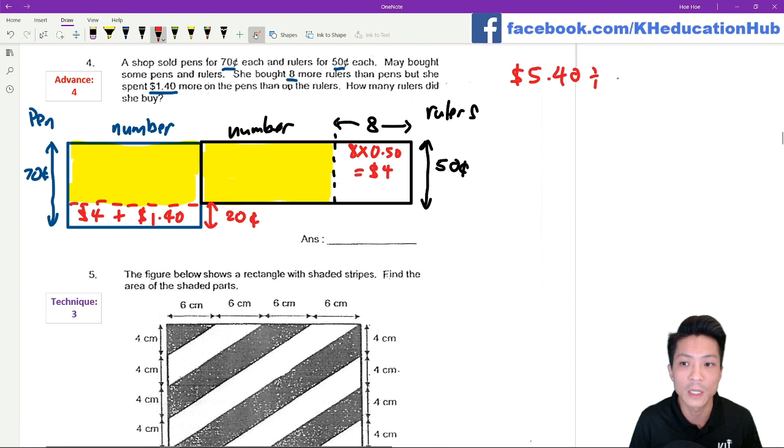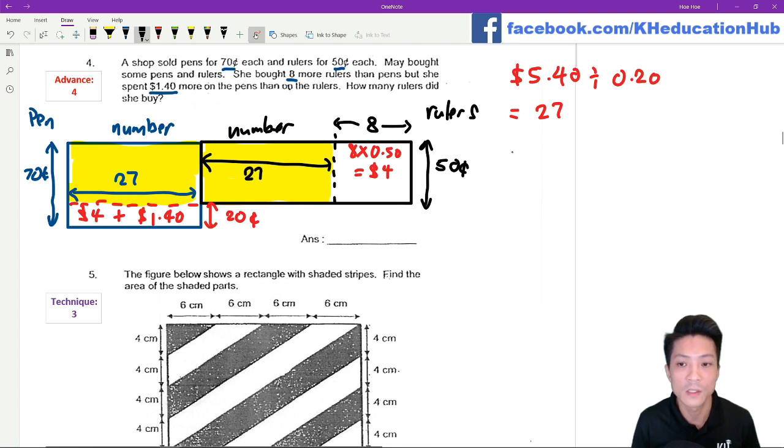Now, if I use $4 plus $1.40, which is $5.40, divided by 20 cents, it's going to give me 27, which means that from here to here it should be 27. They're asking for how many rulers did she buy. That also means that here to here is 27. So 27 plus 8 will give you 35 rulers.